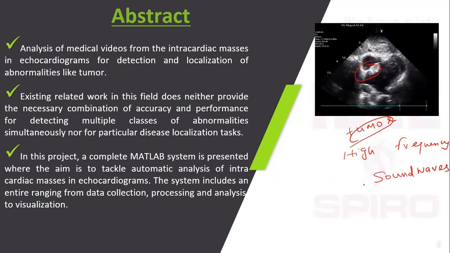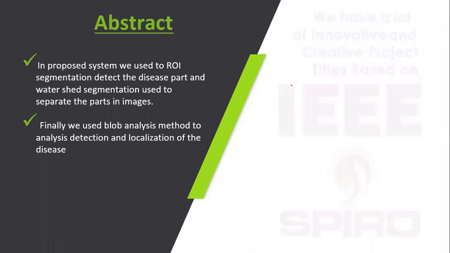What is the aim of the project? Detection and location identification of tumors in the heart. In existing work, they used multiple model networks for identification and location of the tumor. In our proposed model, we used a new segmentation to detect the tumor in the heart. So our method is first ROI, second watershed, and third blob analysis.